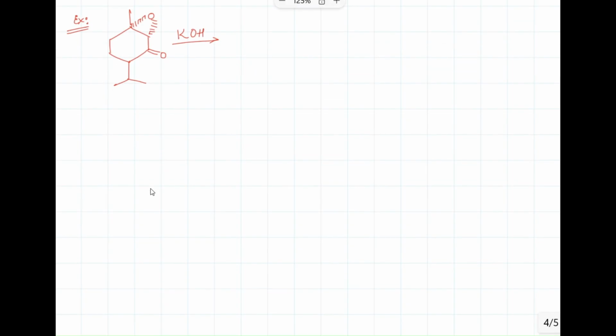Hello everyone. In part 1 video of Favorskii Rearrangement, we have discussed the basic concepts and how the mechanism takes place. In this continuation video, we can see more and more examples and also the stereochemistry behind the Favorskii Rearrangement. Consider the example. Before that, we have to analyze whether the substrate will undergo Favorskii rearrangement or not.